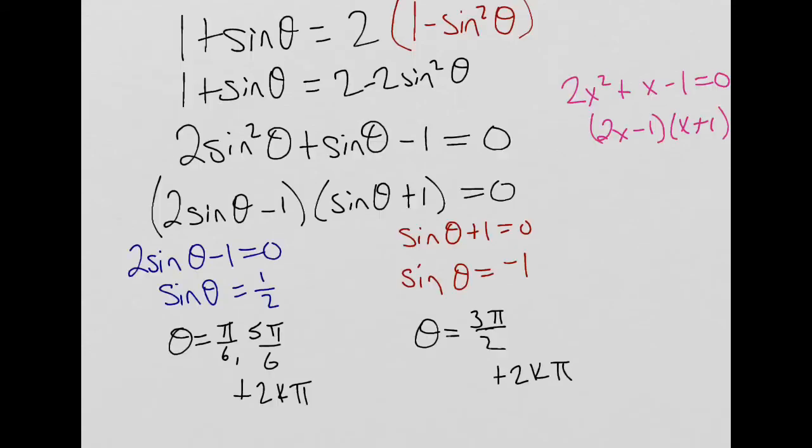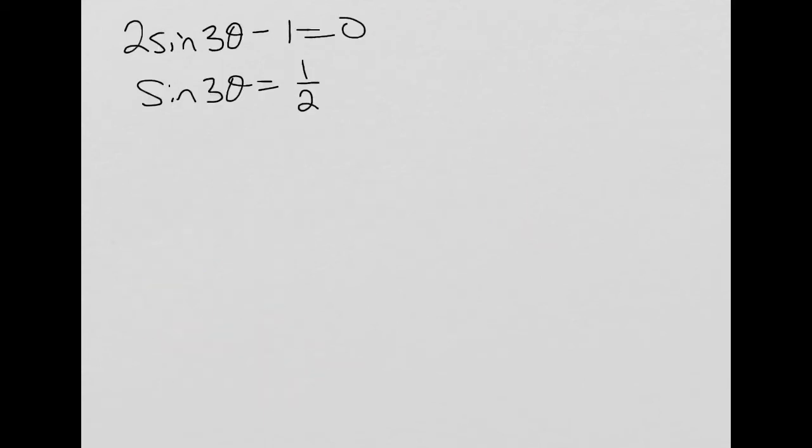2 sine of 3 theta minus 1 equals 0, where you don't just have a theta here, or an x, or whatever variable you have. You've got a multiple of that variable. Now I'm going to solve this the same way I did on the last slide to get sine of 3 theta equals positive 1/2. Well, we solved previously, here in blue, sine of theta equals 1/2, and we found out that theta was equal to pi over 6 or 5 pi over 6.